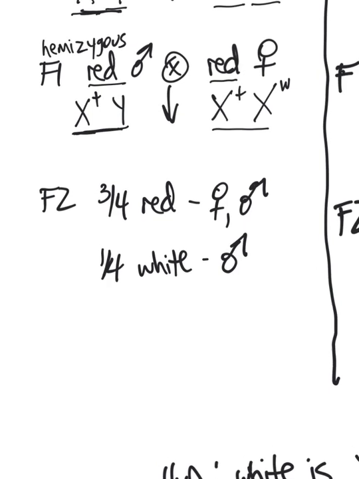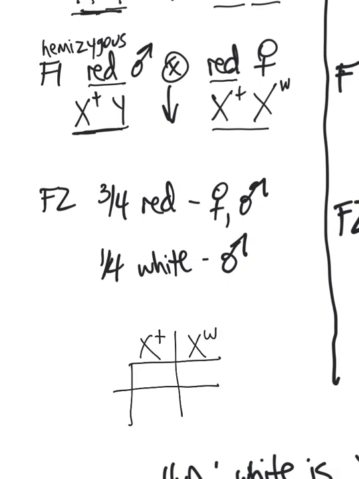Okay, I think it might be easiest at this point to go back to a tool you're familiar with and use a Punnett square. Okay, so if we set up a Punnett square here, I'm looking at the cross of the F1s to generate the F2. Across the top, I'm going to put the alleles from the F1 female. So we have X plus, and we have X white.